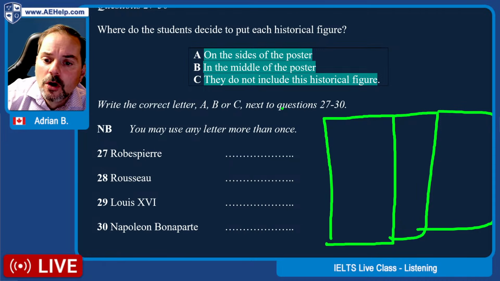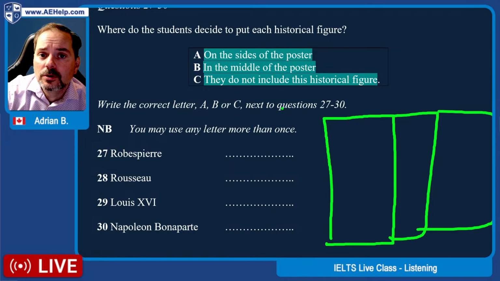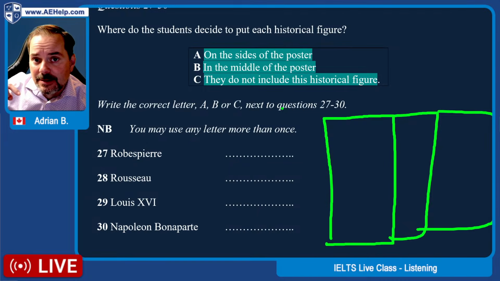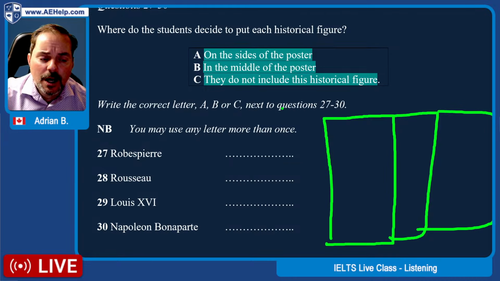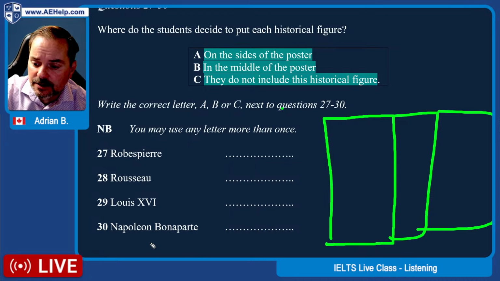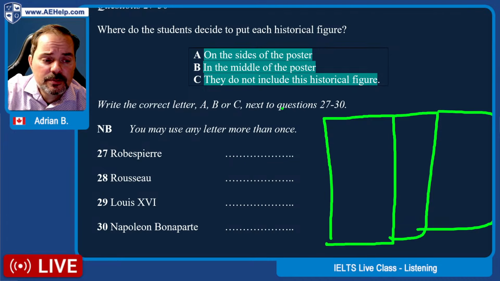Okay, so again, for those types of questions, it's really useful to just draw a quick little map as you're listening. It helps you, guides your thinking. All right, anybody get those questions in the past? Wonder how you can do better? That's how you do better.